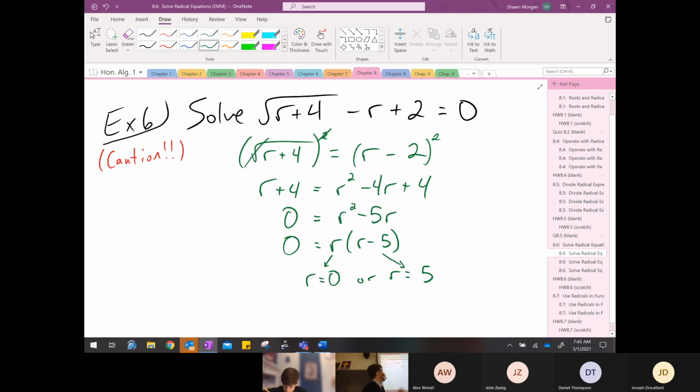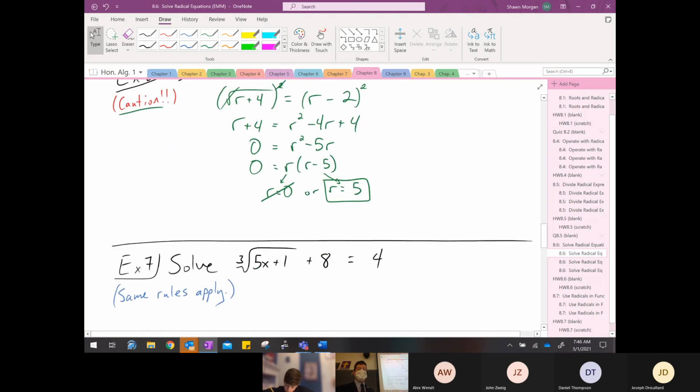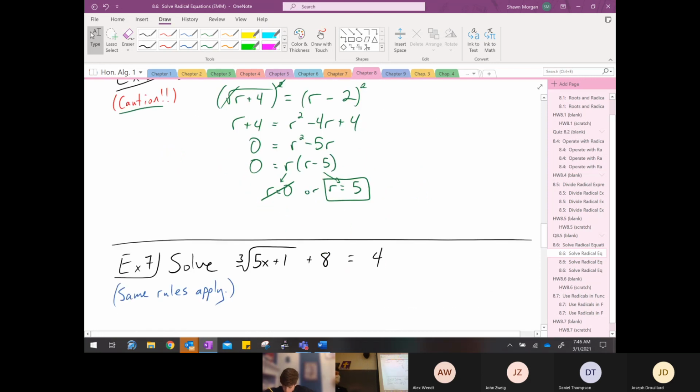So when I plug in 0, 0 plus 4 is 4, square root of which is 2. 2 minus 0 plus 2 does not equal 0 on the right-hand side. Extraneous solution. We want to check 5 as well. 5 plus 4 is 9, square root of which is 3. 3 plus 2 is 5. 5 minus 5 does, in fact, equal 0. So the reason I say caution there is because the r equals 0 was an extraneous solution. Okay, pulled that up there so you guys could see it in the back. So r equals 5 was our solution there.